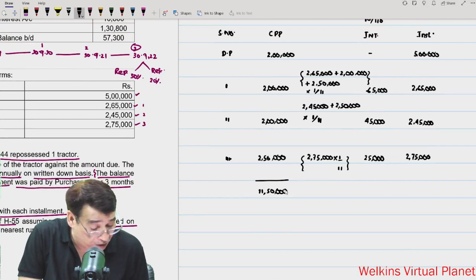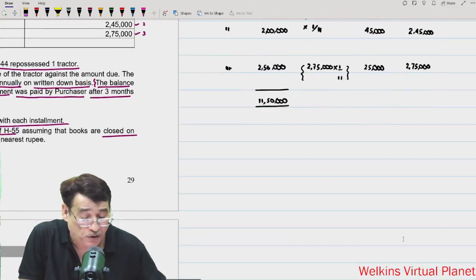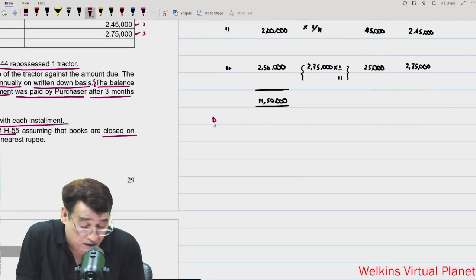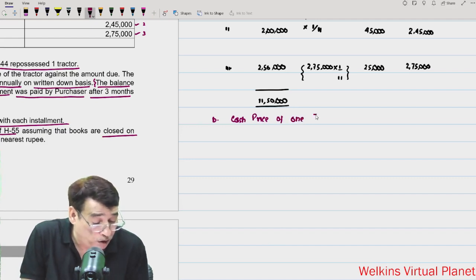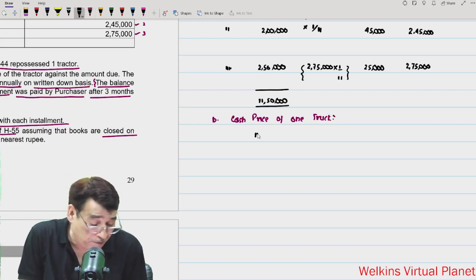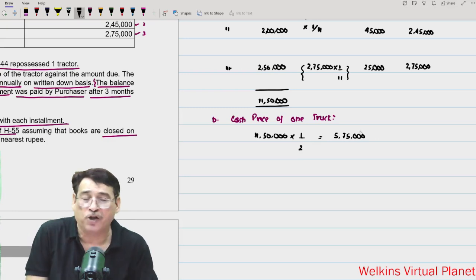Now, remember one thing. This 11,50,000 will be considered as the cash price of 2 trucks, because the information is not given in this particular question in a segregated manner. So just to be assured of yourself, so that you shouldn't commit any mistake later on, it is better to write in the beginning itself: cash price of 1 truck will be equal to how much? 11,50,000 into 1/2. We will have to divide it by 2. There are 2 trucks. So 5,75,000. Now we may say that each truck is commanding this cash price. Is it clear to you?